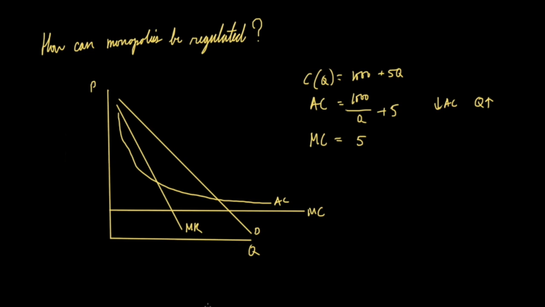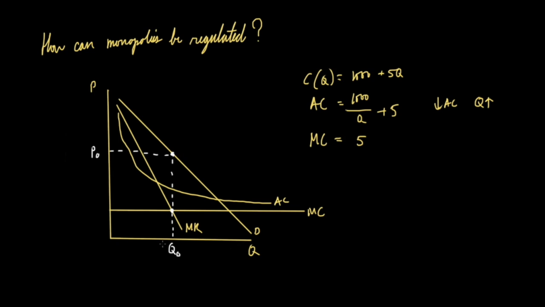And so if we recall, because this firm is a profit maximizing firm, it would choose to produce where MR is equal to MC. So this would be Q naught here. And it would set a price based on the demand curve, which is here. So it would set a price of P naught there. Now let me just connect the dots here.